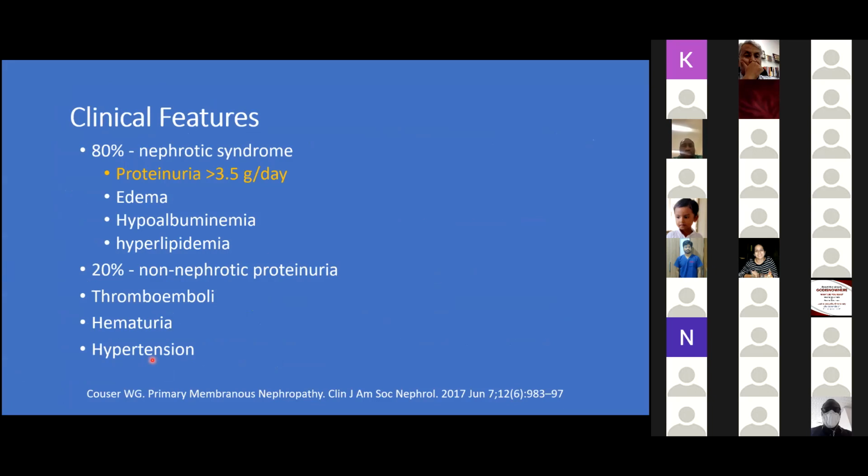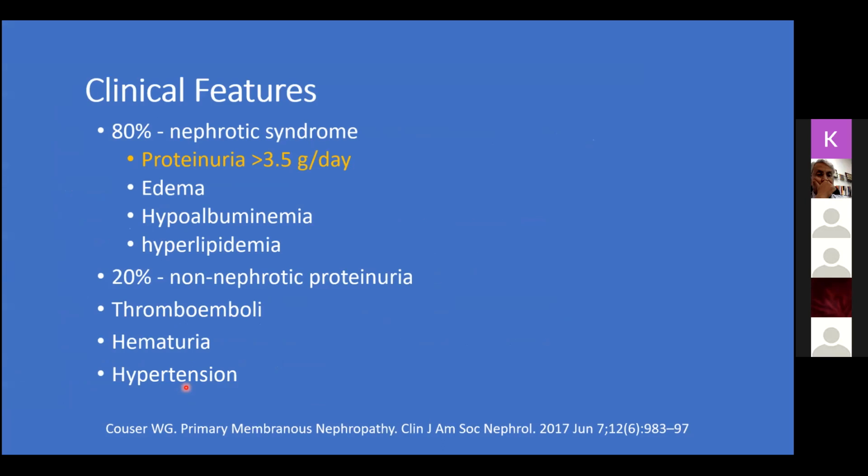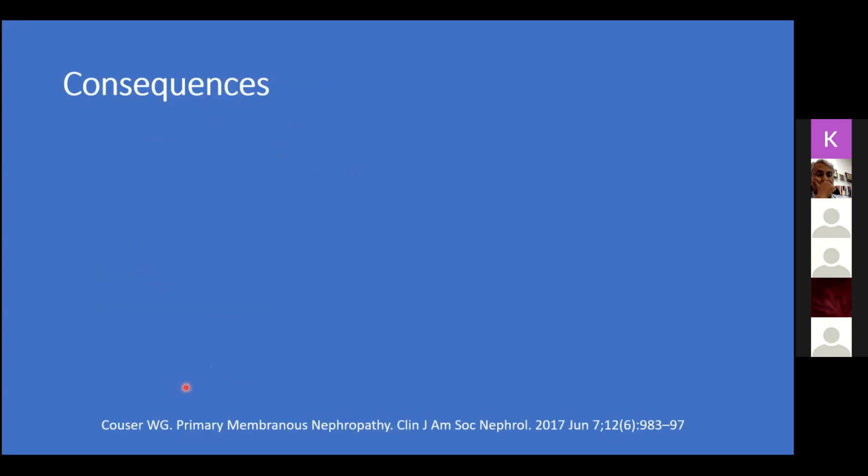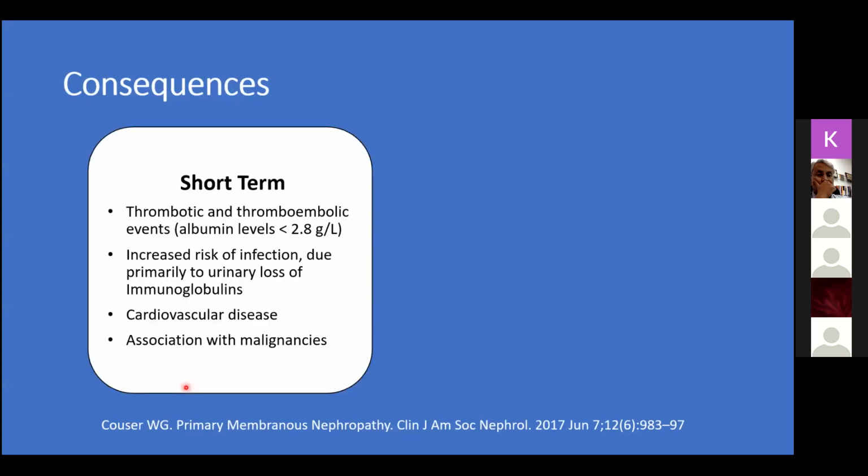Nephrotic range proteinuria of more than 3.5 gram per day is associated with edema, hypoalbuminemia, and hyperlipidemia. And 20% may have non-nephrotic proteinuria. The patient may also have thromboembolic events, hematuria, and hypertension. So what are the consequences? This is clinical, so I will cover it very briefly.